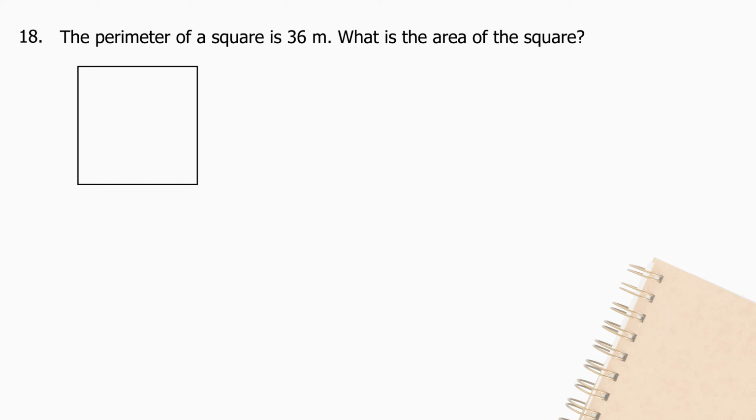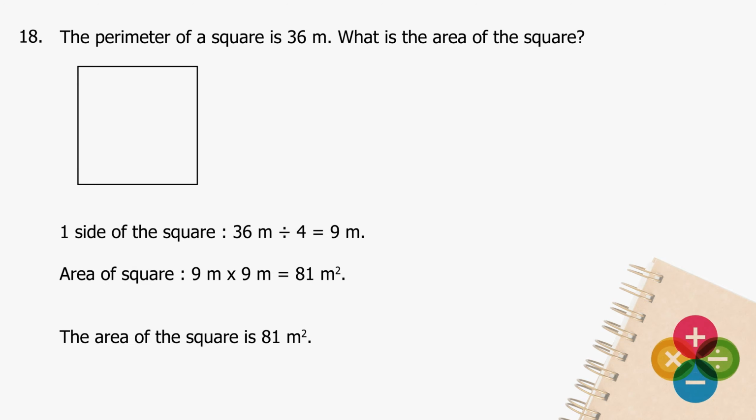Question 18. The perimeter of a square is 36 meters. What is the area of the square? One side of the square will be, divide 36 meters by 4, and the quotient is 9 meters. The area of the square will be, multiply 9 meters by 9 meters, and the product is 81 square meters. The area of the square is 81 square meters.